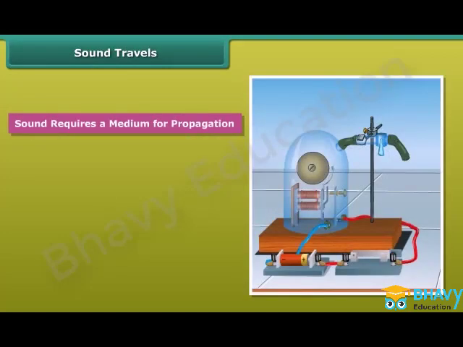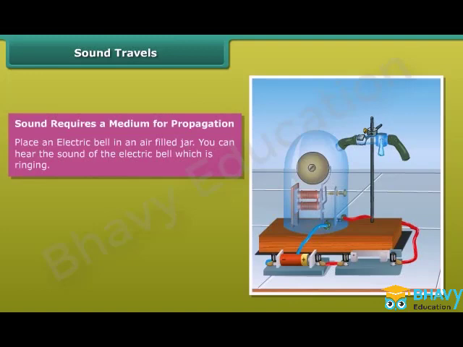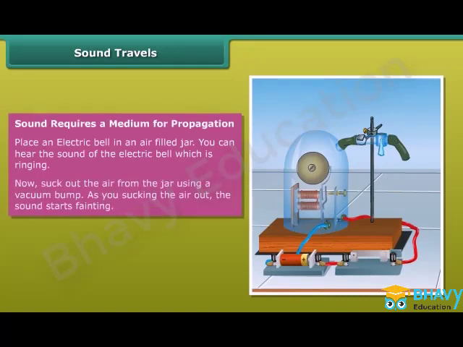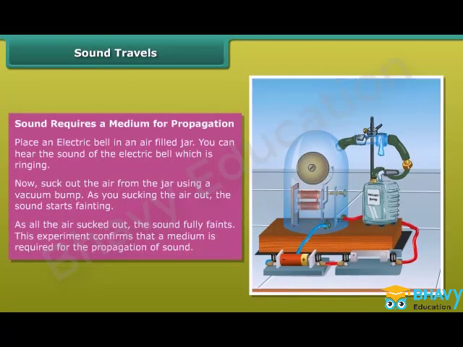Sound requires a medium for propagation. Place an electric bell in an air-filled jar. You can hear the sound of the electric bell which is ringing. Now suck out the air from the jar using the vacuum pump. As you suck the air out, the sound starts fainting. As all the air is sucked out, the sound fully faints. This experiment confirms that a medium is required for the propagation of sound.